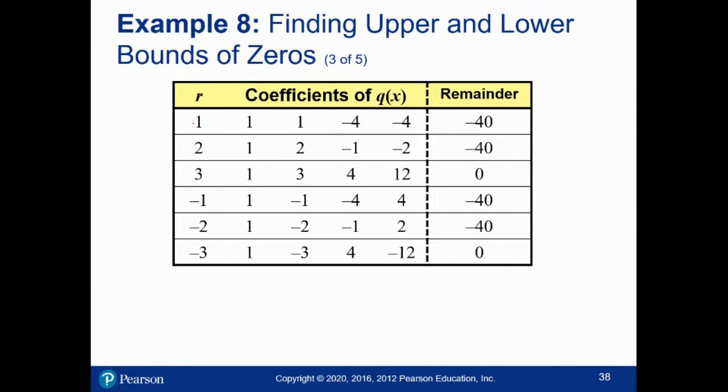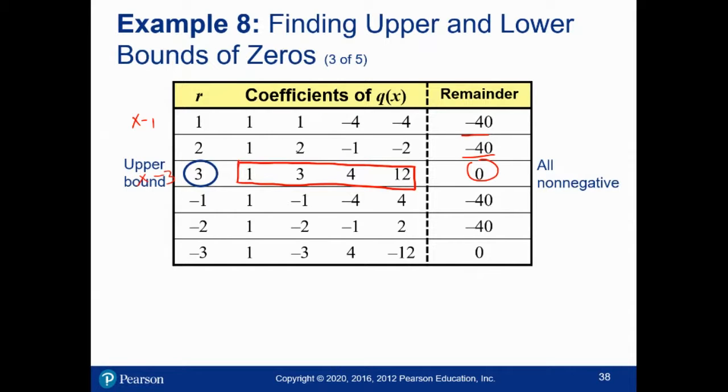Here we go. If I do synthetic division by x minus 1, we have a pretty big remainder. Aha, x minus 3 had a remainder of 0. That does mean I found a root. And so on. However, all of these entries are non-negative, which means that this is the biggest possible root.